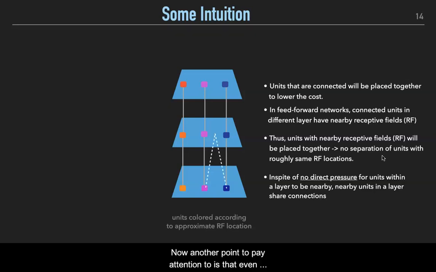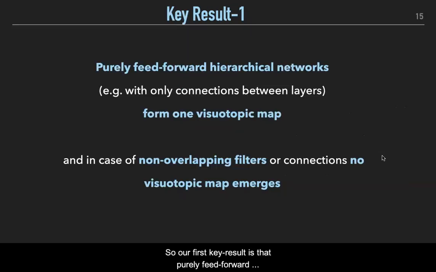Now, another point to pay attention to is that even though there are no direct connections between units in a layer, nearby units actually share connections, so they have similar connections, and this pushes them to be placed nearby on the grid. When the stride exceeds the filter size, this is no longer the case and you lose the smoothness of the map. So our first key result is that purely feed-forward hierarchical networks only form one visuotopic map, and in the case of non-overlapping filters, no visuotopic map emerges.